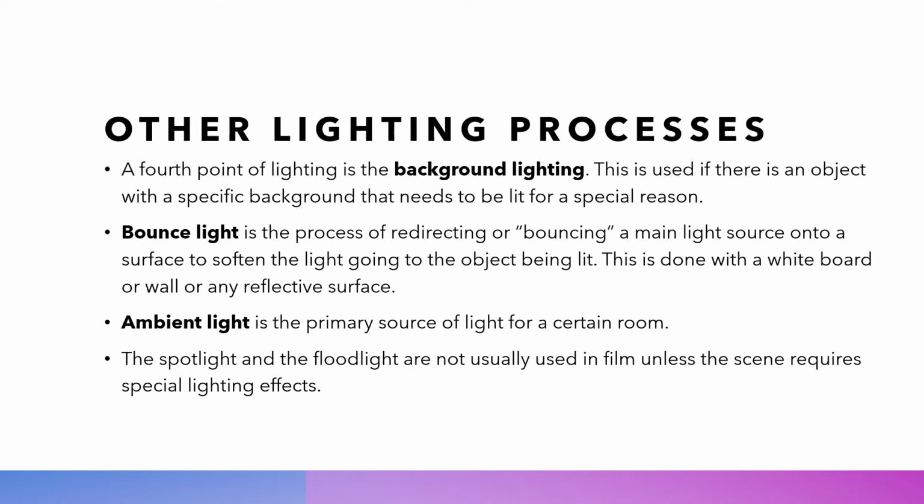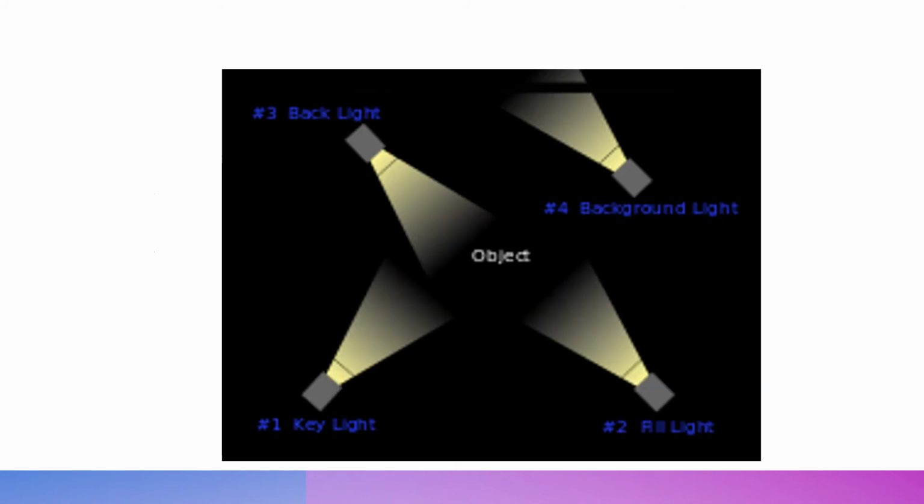Ambient light is the primary source of light for a certain room. The spotlight and the floodlight are light sources for theater and are not usually used in film unless the scene requires special lighting effects. This is the four-point lighting structure, wherein the background light is added to the three-point structure directly in front of the key light, but not pointed at the object, but at its background.